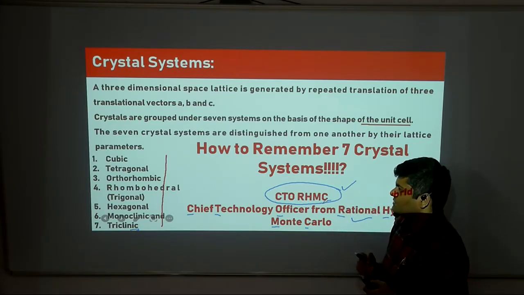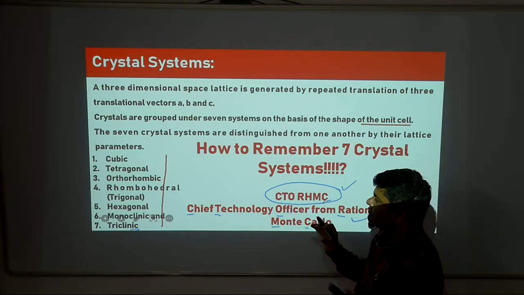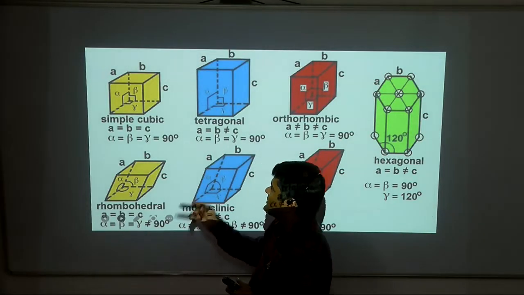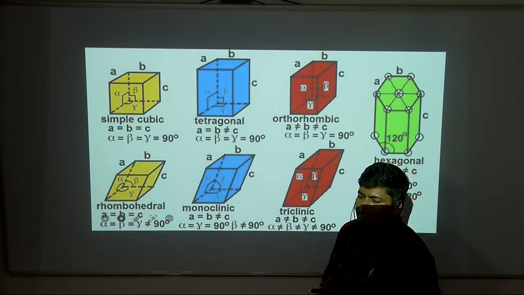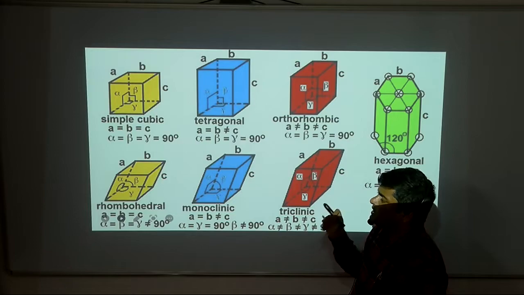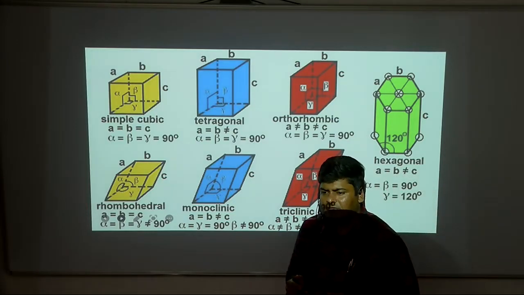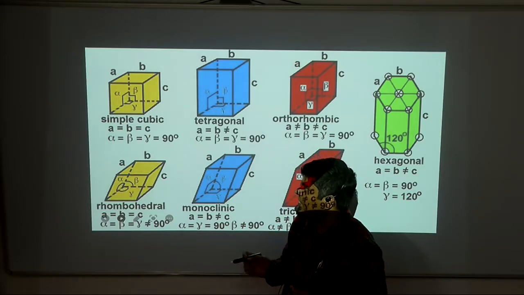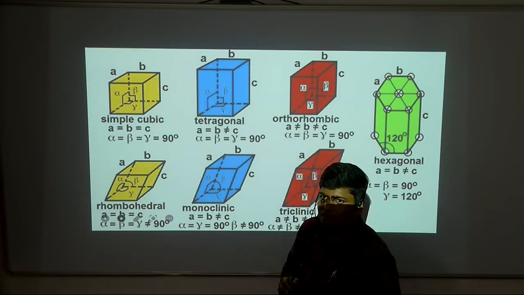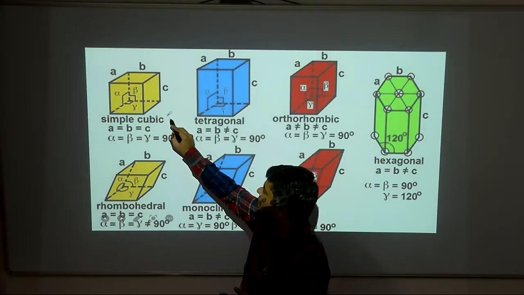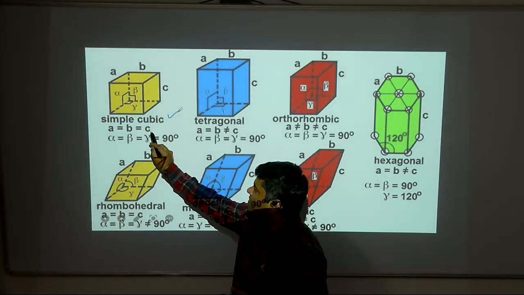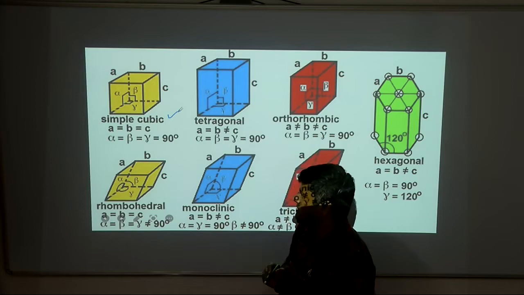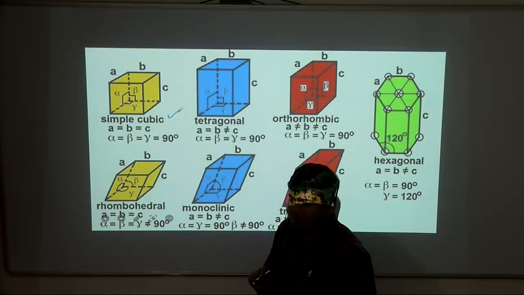If you remember these 7 crystal systems, then you can draw their shapes also, and you have to write the relation between the different lattice parameters. As I told you, the lattice parameters are the primitive translation vectors a, b, c, and the interfacial angles alpha, beta, gamma. Let us see the crystal systems one by one. First is the simple cubic system, where the translation vectors a, b, c are equal, and the interfacial angles alpha, beta, gamma are equal and 90 degrees.